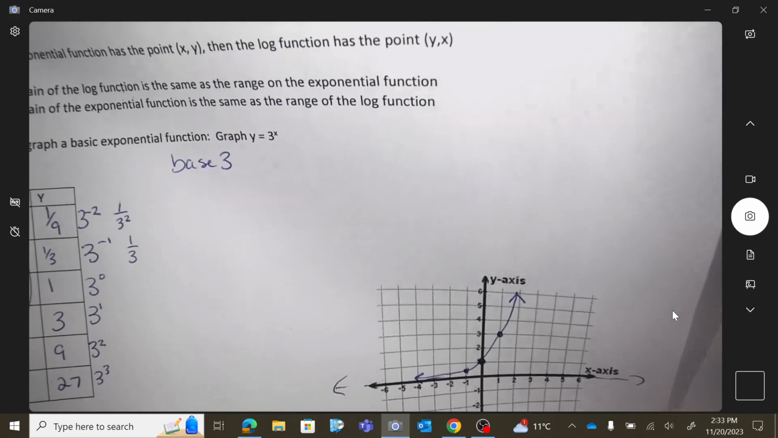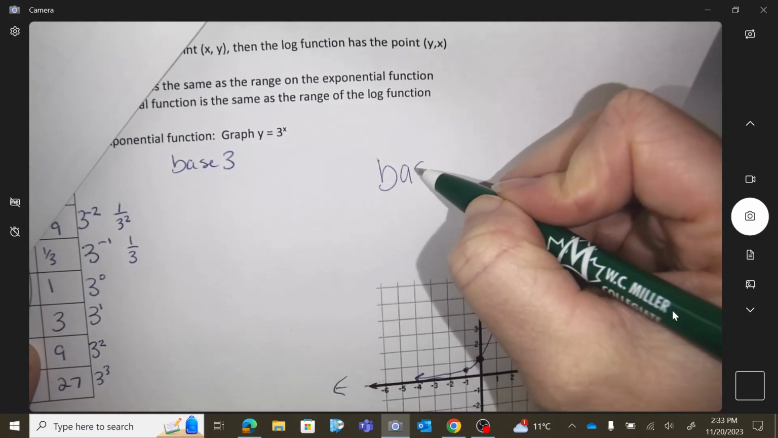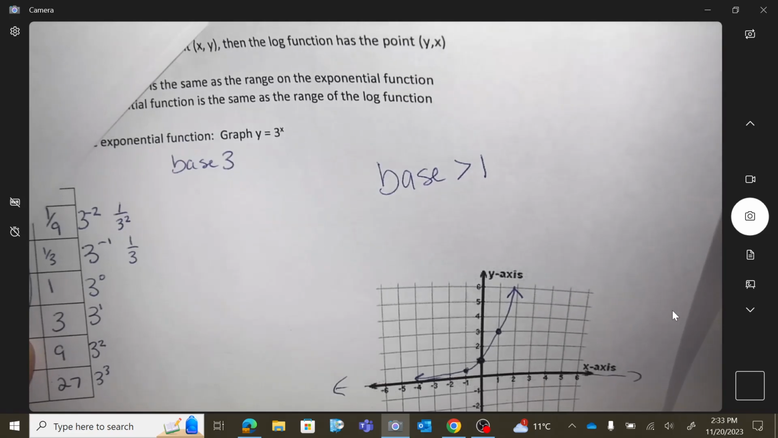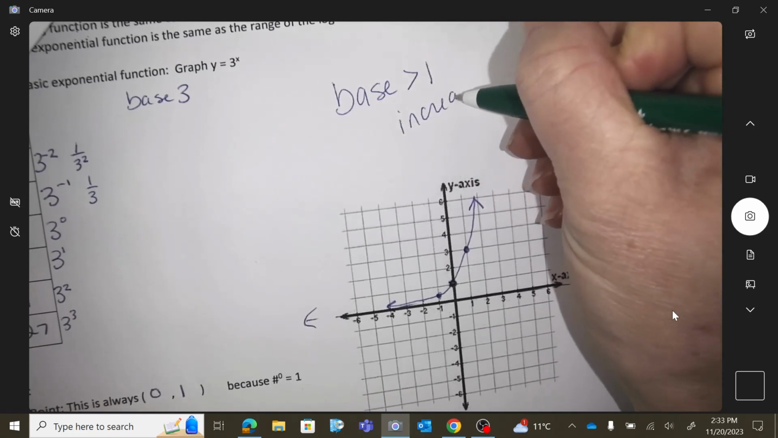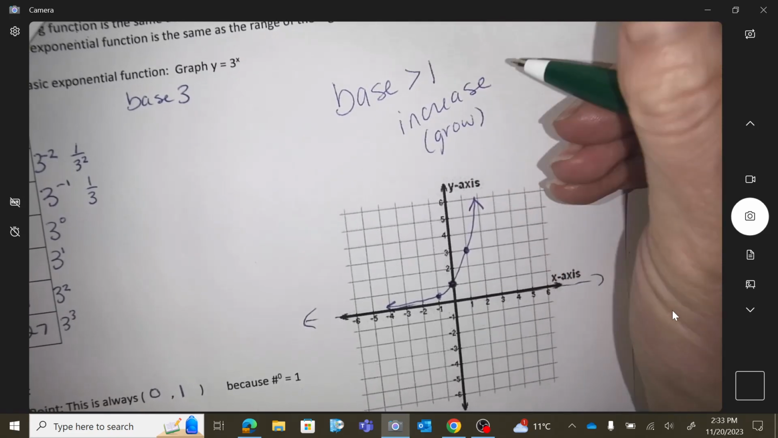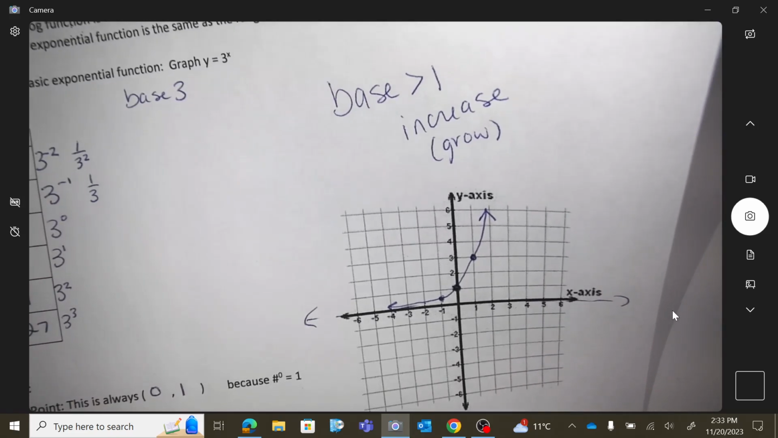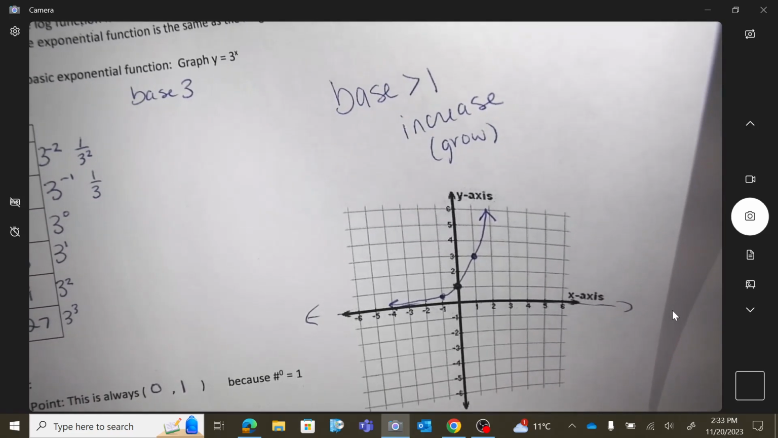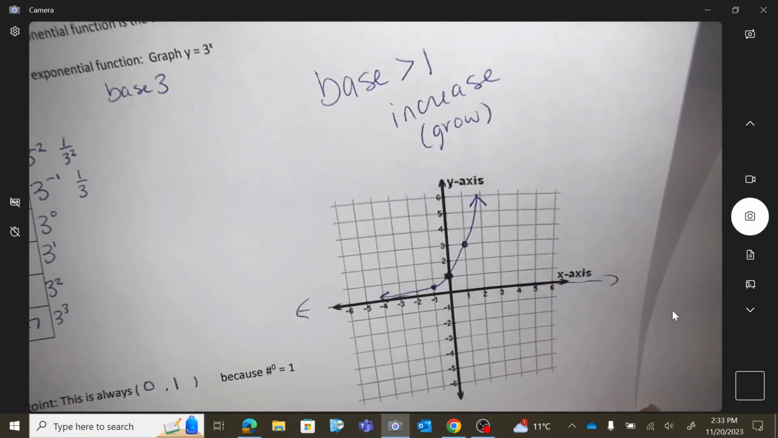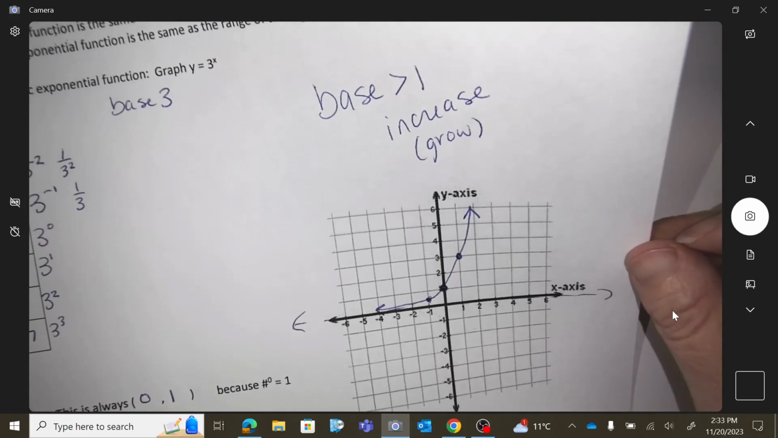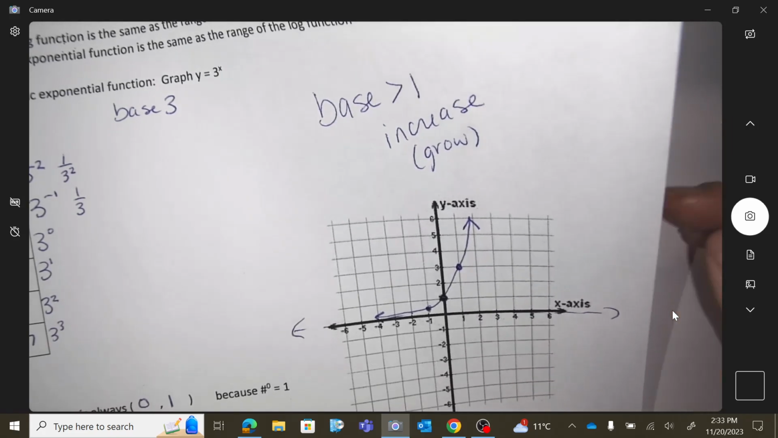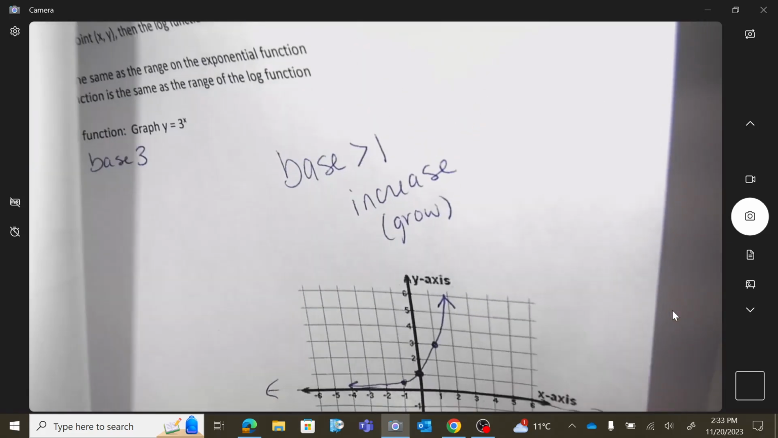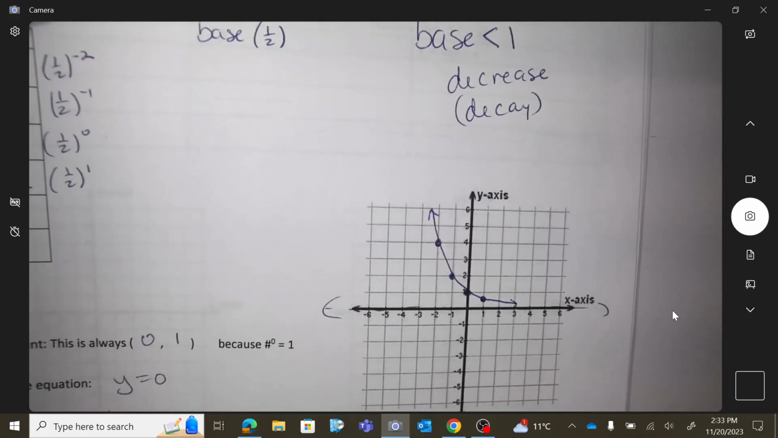Versus this, if the base is greater than 1, what do you think will happen to the shape? It'll increase or it will grow, right? If you triple the population, triple, triple, it'll grow, grow, grow. If your base is 1, you're going to have a straight line, because 1 to any exponent is just always going to be 1, 1, 1, 1.